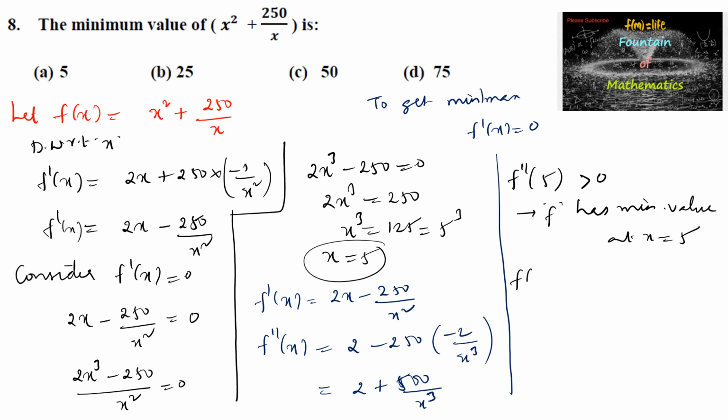So let us substitute f of 5 in the function, that is 5 square plus 250 divided by 5, that is 25 plus 50, which is 75. So 75 is the minimum value for the given function. At x is equal to 5, we get the minimum value 75. So option D is the answer.